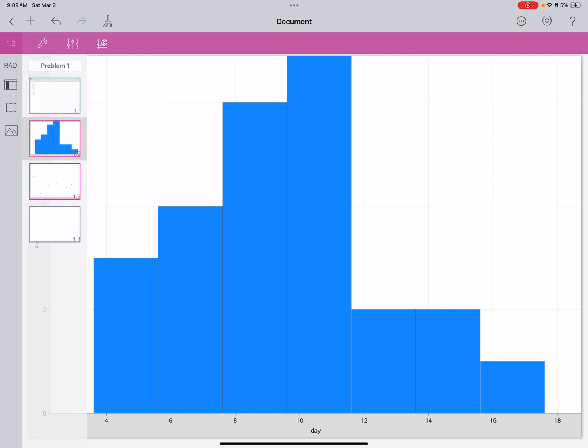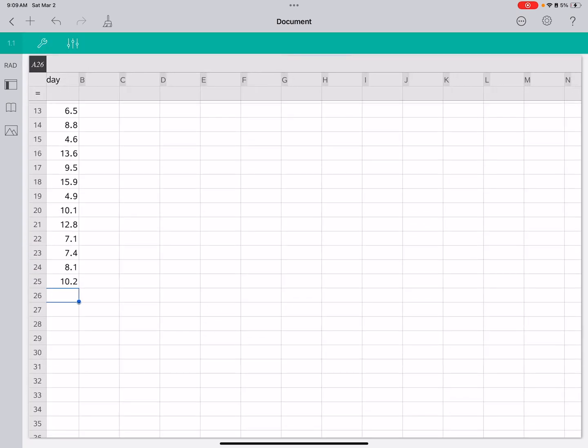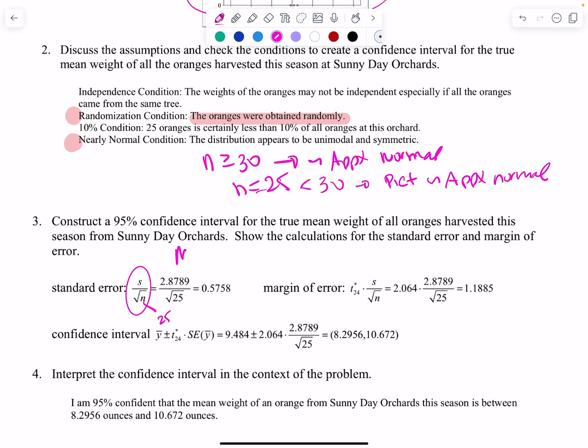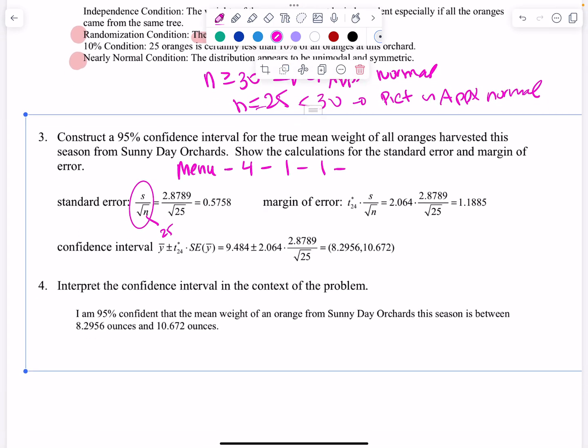So go back to your spreadsheet, to your data, and we're going to do what's called menu 411. So I'm going to write it down here for you. You're going to write menu 411, okay.